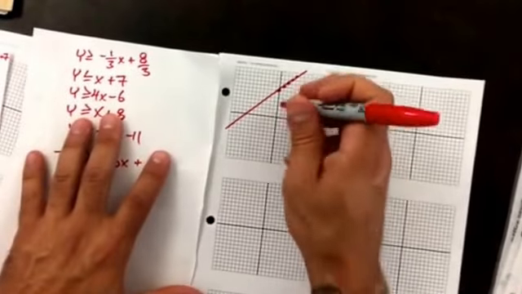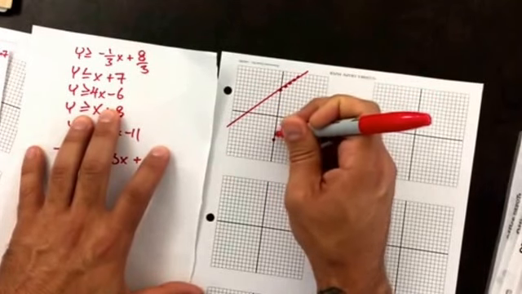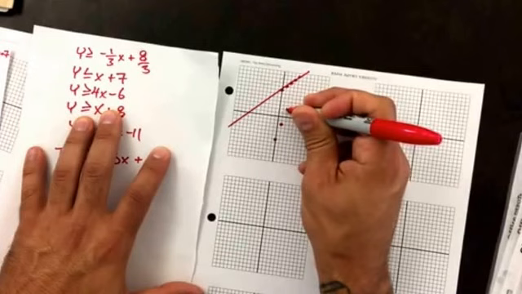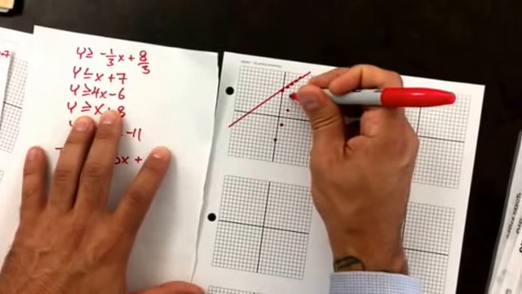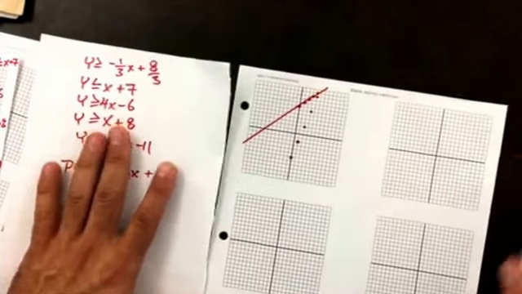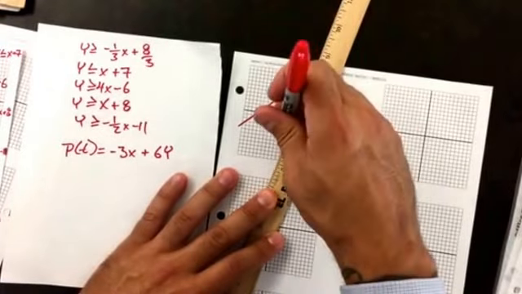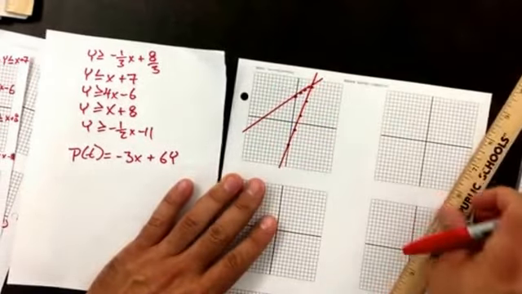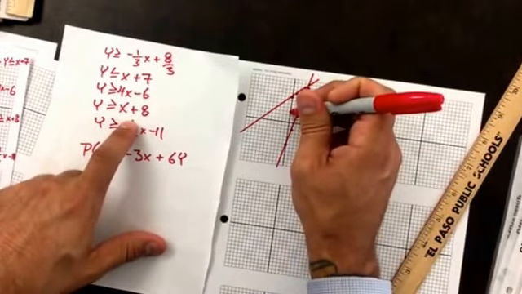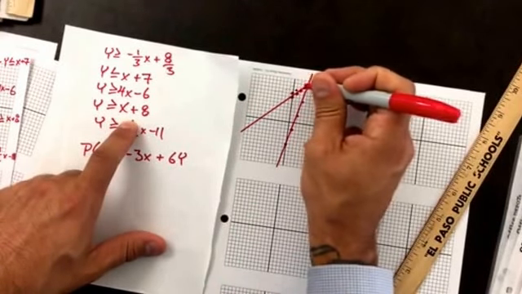Next one, -6 is the y-intercept. It has a slope of 4. Again, I'm going to make a couple of dots just to make it a little bit easier. Next one has a y-intercept of 8. This one was 7, so 8's right there, and a slope of 1.